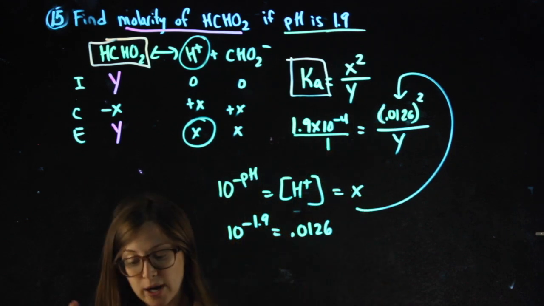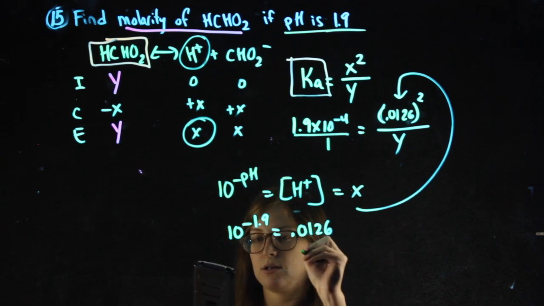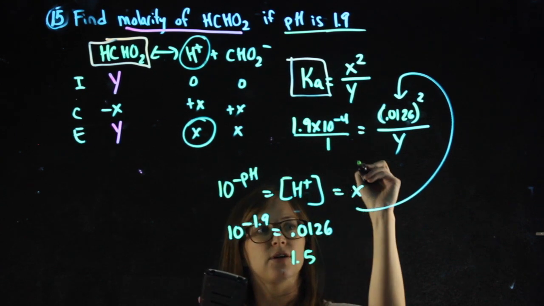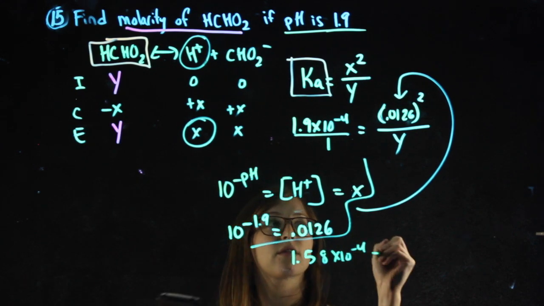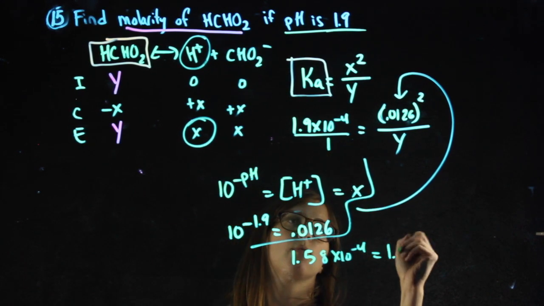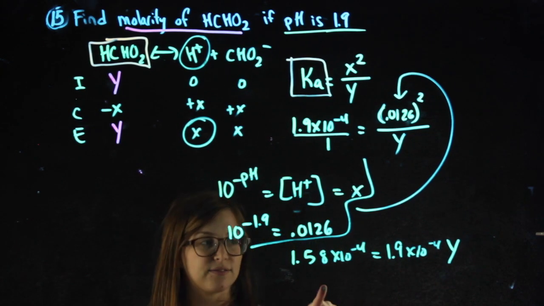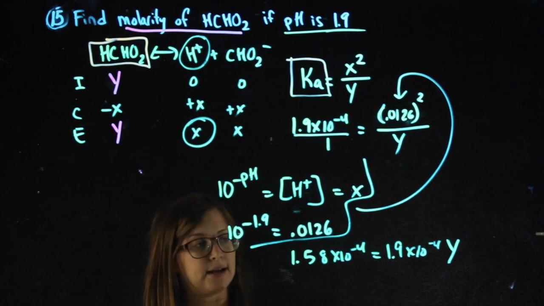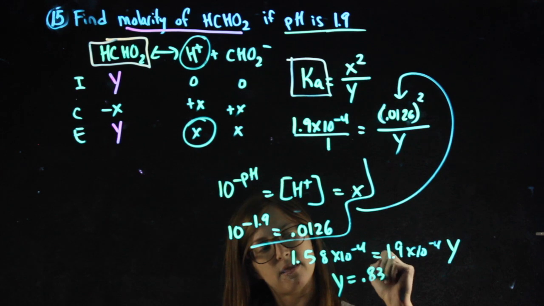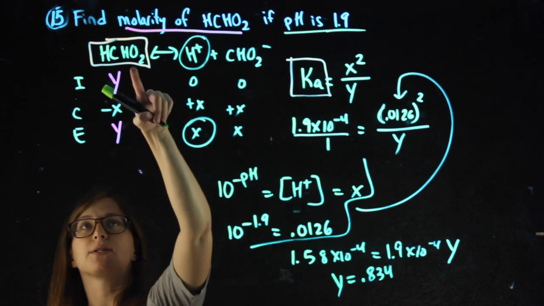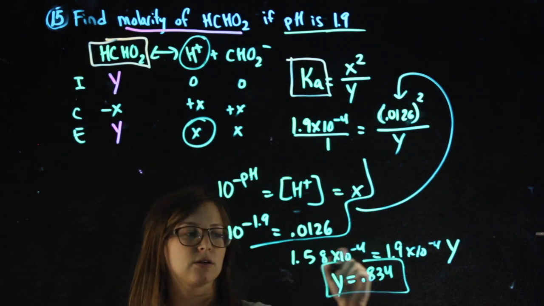So 0.0126 squared times 1 is 1.58 times 10 to the negative 4th, equals 1.9 times 10 to the negative 4th Y. Divide both sides by the 1.9 times 10 to the negative 4th. And I get a Y of 0.834. Y represents the molarity of my HCHO2. So that is my answer, and I'm done.